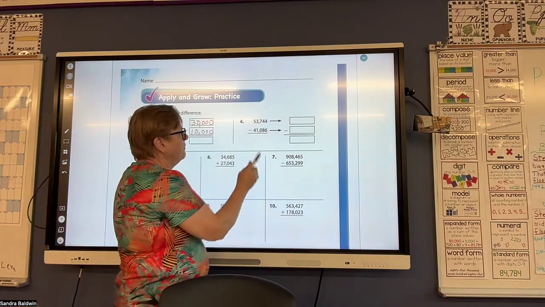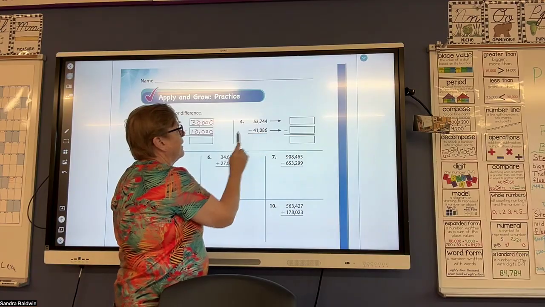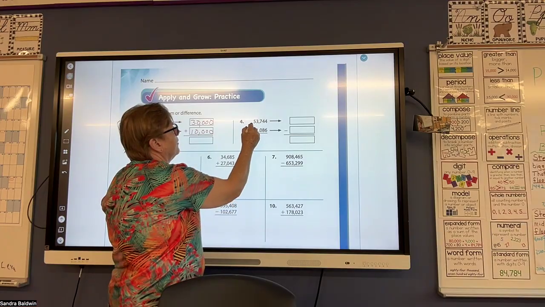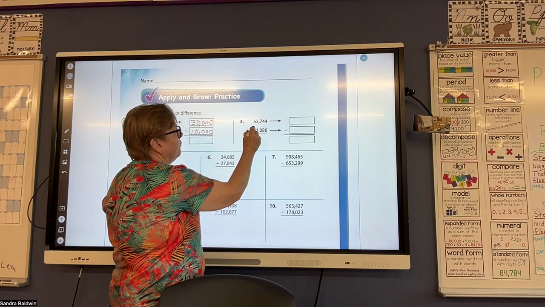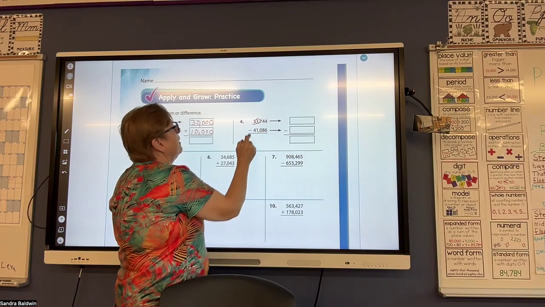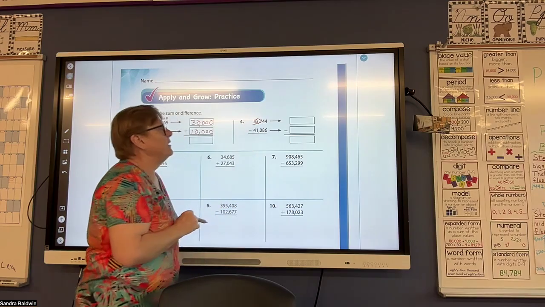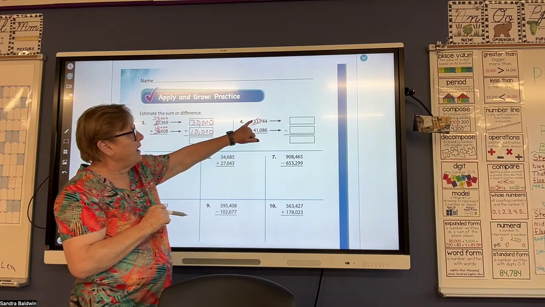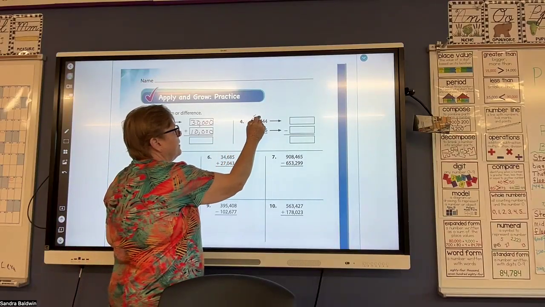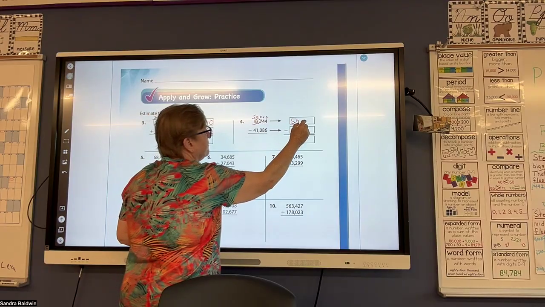For number 4, I look at how many digits. 1, 2, 3, 4, 5. 5 digits. So I'm going to round to the nearest 10,000. Well, 53,744. Underline, circle. Since the 1,000 place is less than 5, I'm going to keep that 5. I'm going to keep the 5 and then put in my zeros. Makes that 50,000.